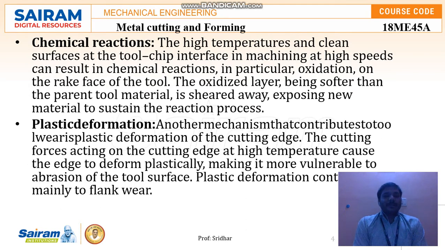So next one is about chemical reactions and plastic deformation. These are two major reasons where the wear of the tool takes place. We'll see how the chemical reactions occur. The high temperatures and the clean surface at the tool tip interface in machining at high speed can result in chemical reactions. Whenever there is high temperature at the surfaces between the tool tip and the workpiece, when the machines are running at high speeds, that can also cause chemical reactions.